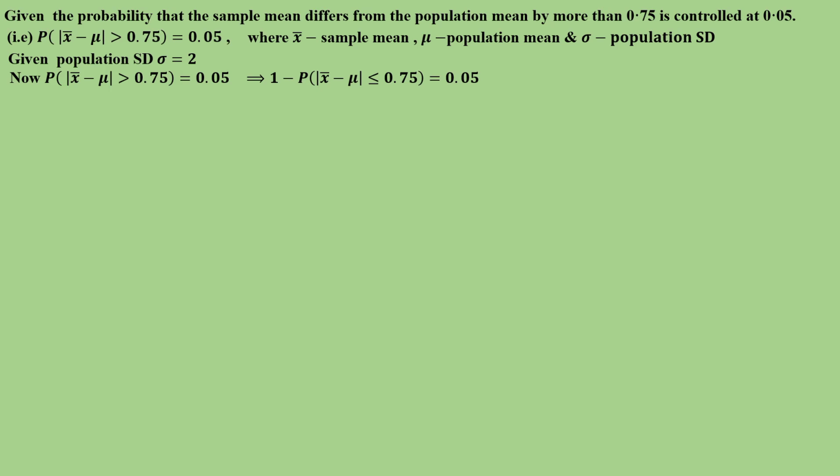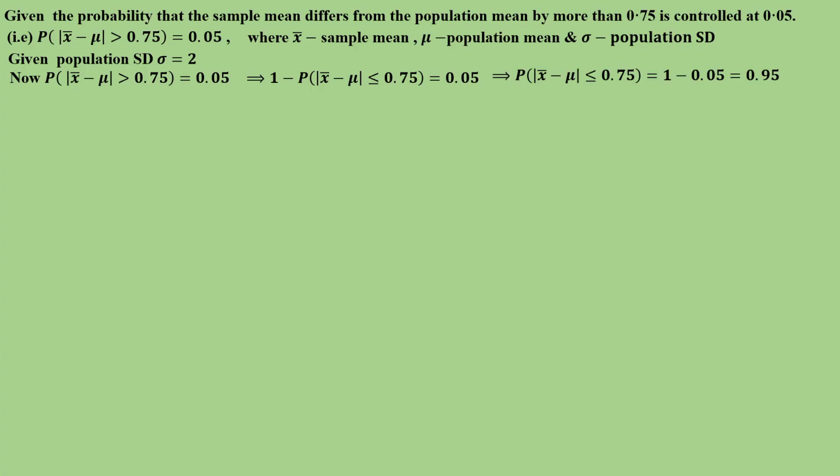So if you have the probability of x greater than a, it can be written as 1 minus the probability of x less than a. That is the idea. We are using the same idea. So the probability of modulus x bar minus mu greater than 0.75 can be written as 1 minus the probability of modulus x bar minus mu less than or equal to 0.75. That is equal to 0.05.